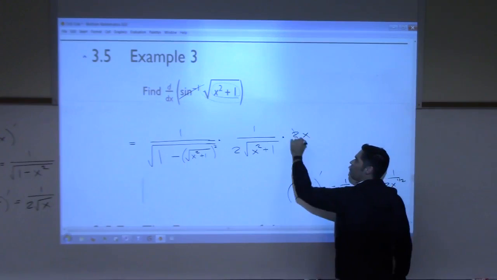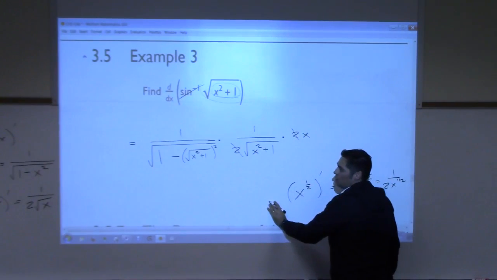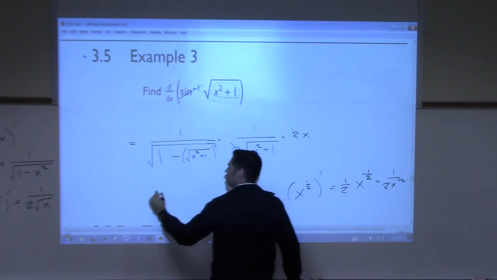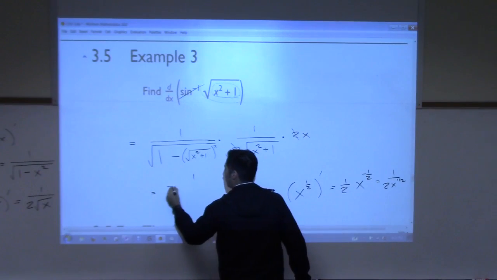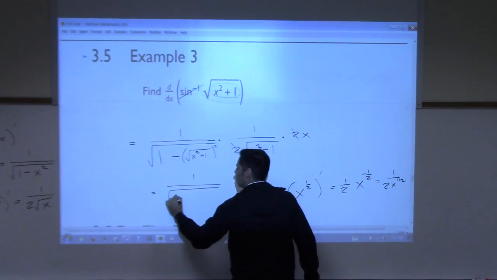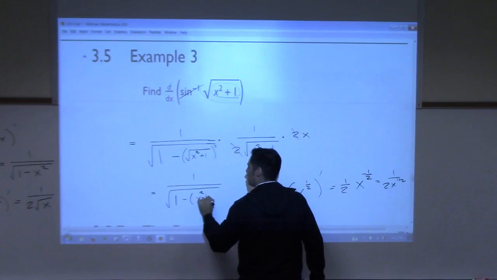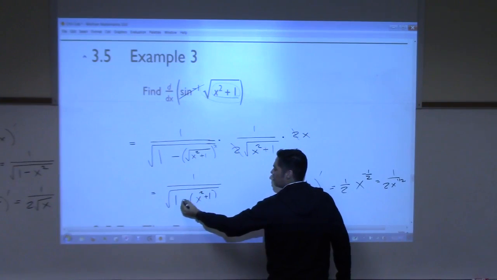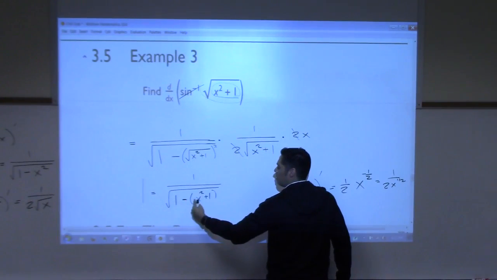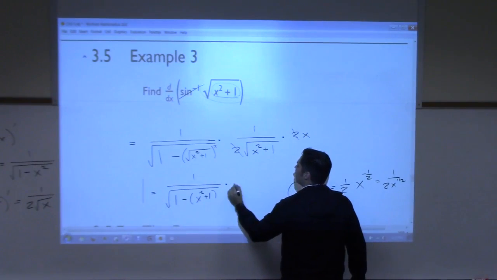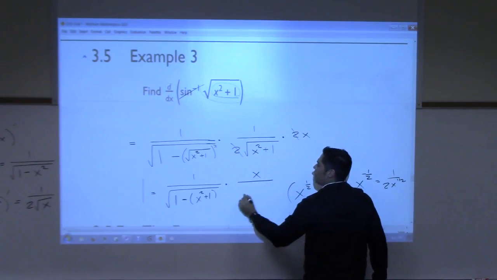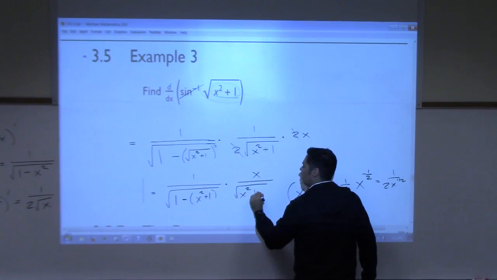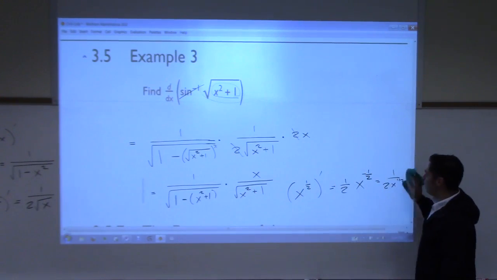I see some 2's going away here. I can square the square root. So I should get like 1 over root of 1 minus (x squared plus 1). Be careful you leave this in parentheses, because that negative would have to distribute. Then I have over here x over square root of x squared plus 1, because those 2's canceled.